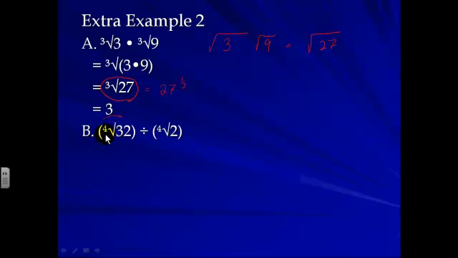Okay, let's try this one. We have the 4th root of 32 divided by the 4th root of 2. Well, let's combine these because both of these can be combined under the same 4th root. And this root should go over the whole thing. So that gives me the 4th root of 16. So what number multiplied by itself 4 times gives me 16? And the answer is 2.